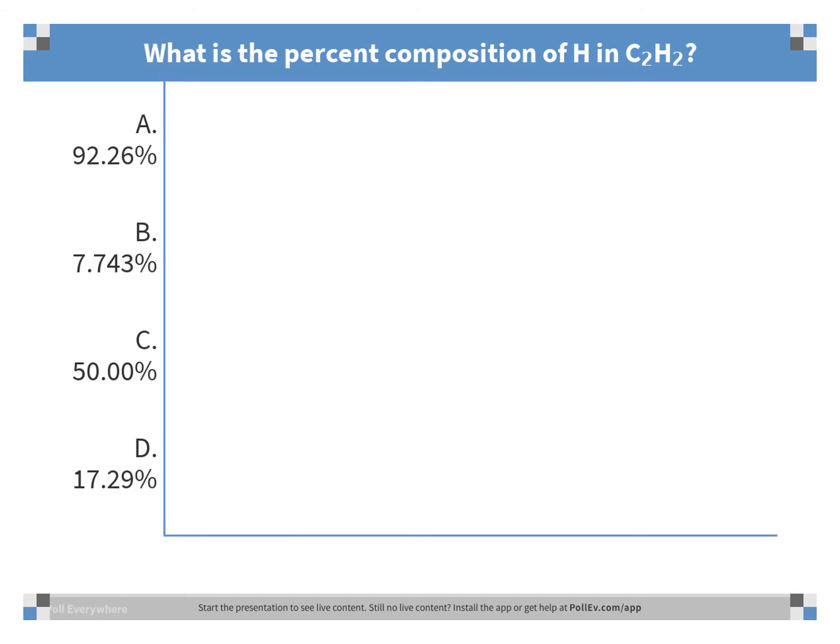By number of atoms, the hydrogen makes up 50% of the chemical formula, but by mass, which is what we're typically talking about with percent composition, the hydrogen makes up only 7.743%. And that is because hydrogen is lighter than carbon.